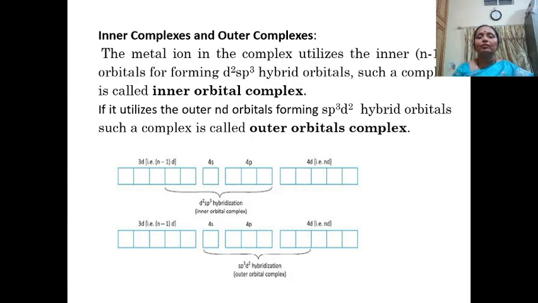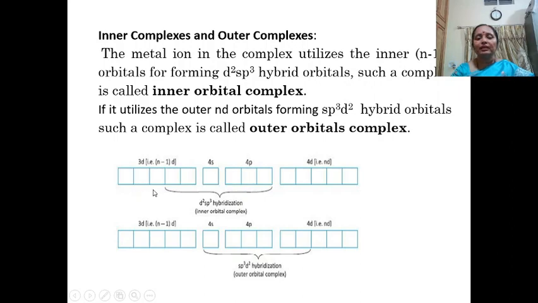Coming to the inner complexes and outer complexes, let us see what is an inner complex and what is an outer complex. If during the formation of a complex, the metal ion utilizes its (n-1)d orbitals, that is forming d2sp3 hybrid orbitals, such a complex is called an inner orbital complex. But if it utilizes the outer nd orbitals and forms sp3d2 hybrid orbitals, such a complex is called an outer orbital complex.